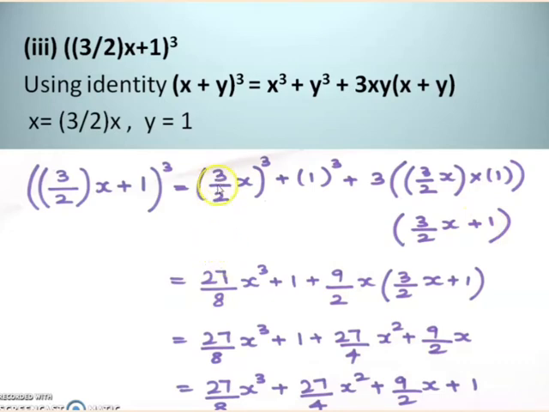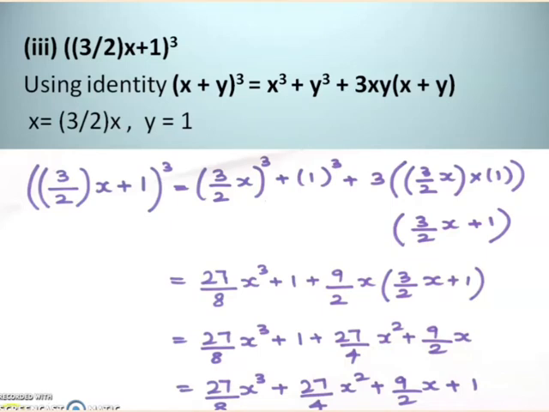So 3 by 2 the whole cube you can write that as 27 by 8 x cube plus 1 cube is 1. 3 into 3 is 9. So you get 9 by 2x. So we are writing here as 9 by 2x into 3 by 2x plus 1. This can be further written as 27 by 8x cube plus 1. Now multiply 9 by 2x inside the brackets, you get 9 into 3 is 27. 2 into 2 is 4. x into x is x squared. 9 by 2x into 1 is 9 by 2x.